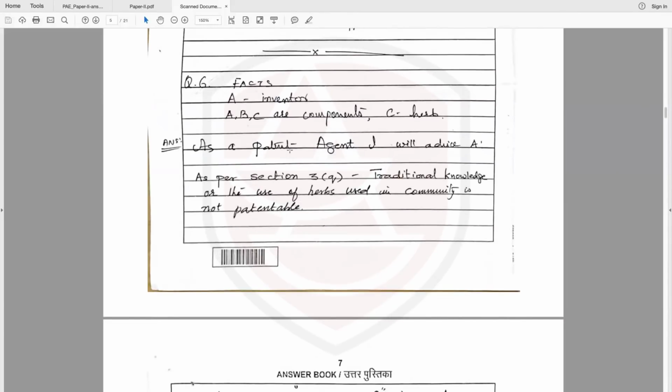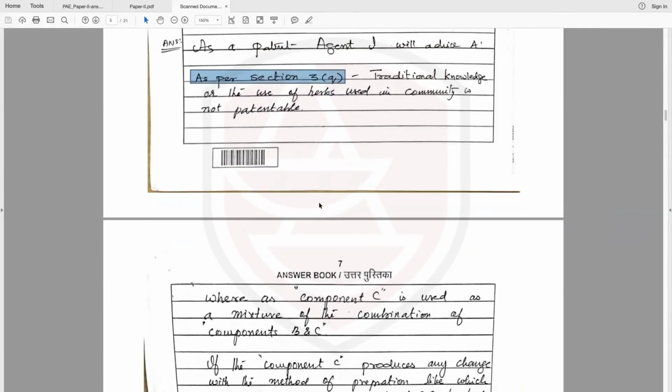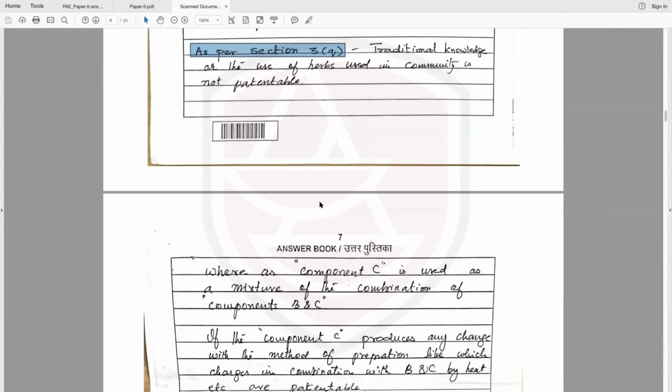So again, we go back to the place where we started. He lists out the facts where A is the inventor, A, B, C are the components, and C is the herb. So right away, it jumps out that this should be related to section 3(p), but you see that the candidate starts off with section 3(q), which is not the traditional knowledge provision. There is nothing such as section 3(q) in the Patents Act. So that's not a good start.